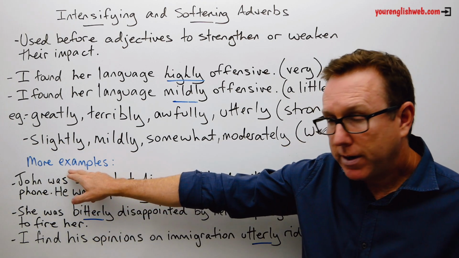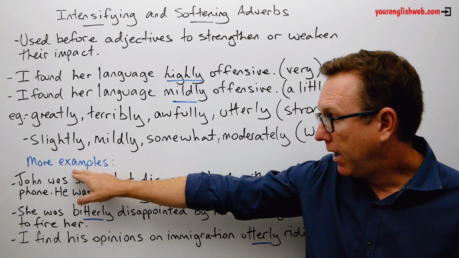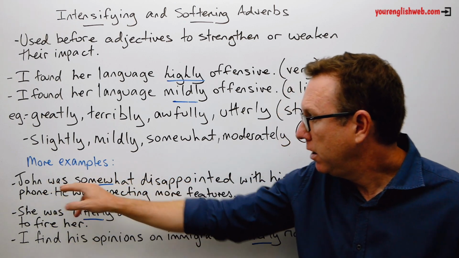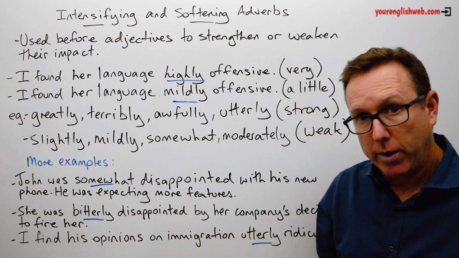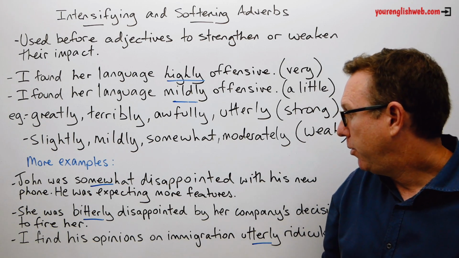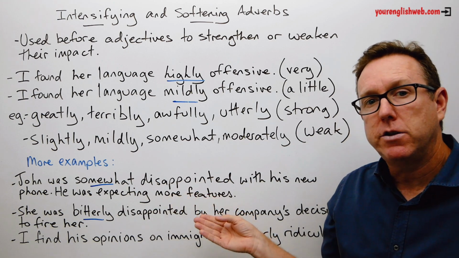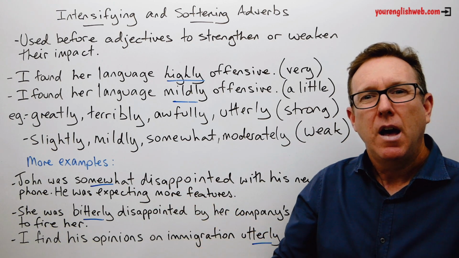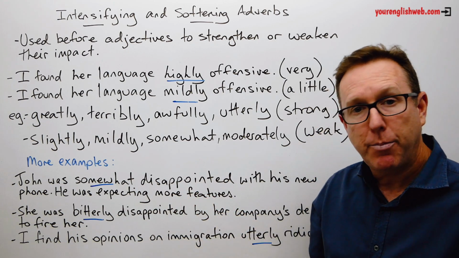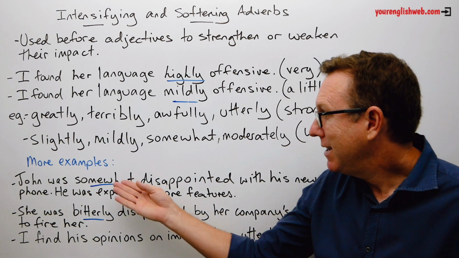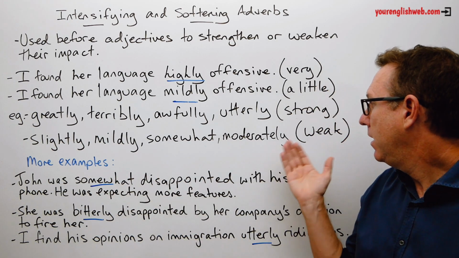Now, we'll have some more example sentences here. Okay, so, John was somewhat disappointed with his new phone. He was expecting more features, okay? So, he wasn't very disappointed. Okay, he was somewhat disappointed. Okay, so it's a weak adverb.